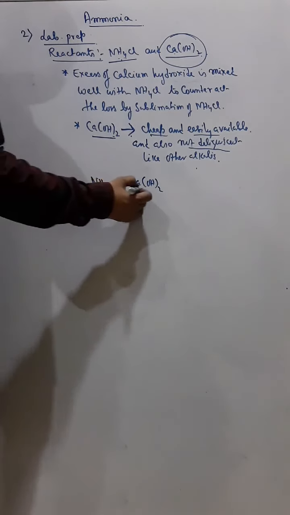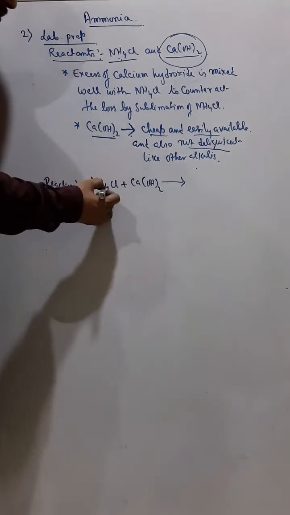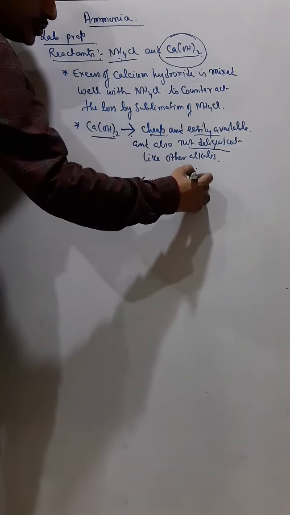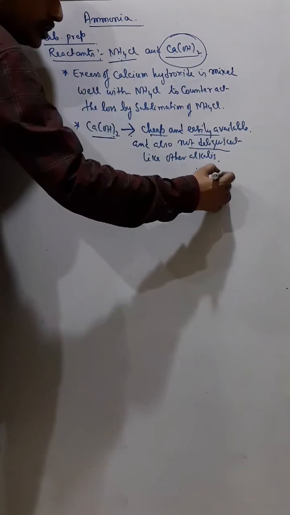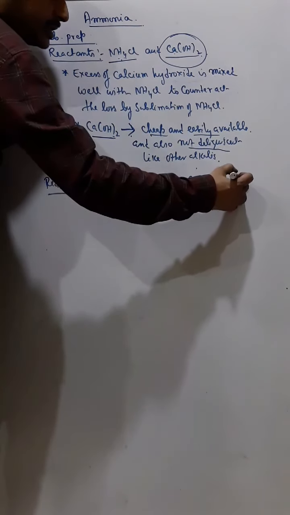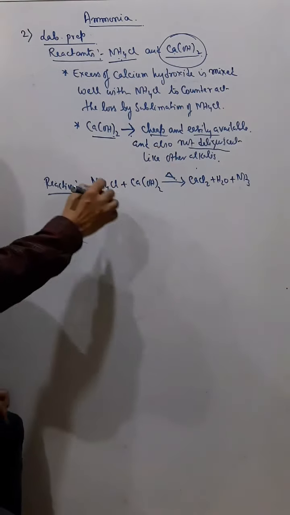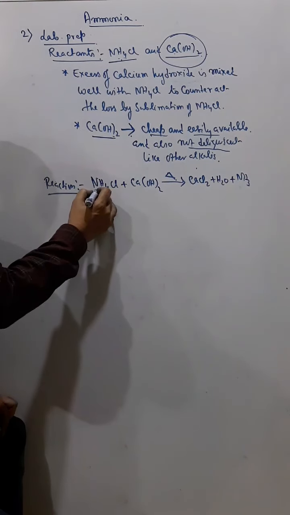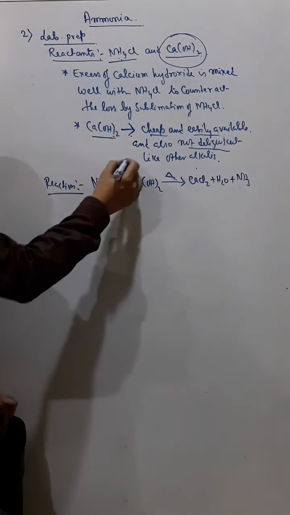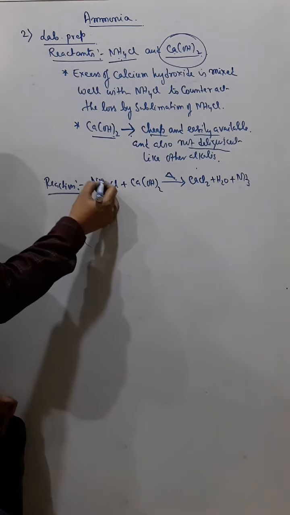So ammonium chloride plus calcium hydroxide, you will get what? Ammonium salt plus alkali will give you salt plus water plus ammonia, naturally on heating. Okay, you should heat. Now, ammonium chloride is a sublimating substance. You know, on heating, ammonium chloride will sublime.